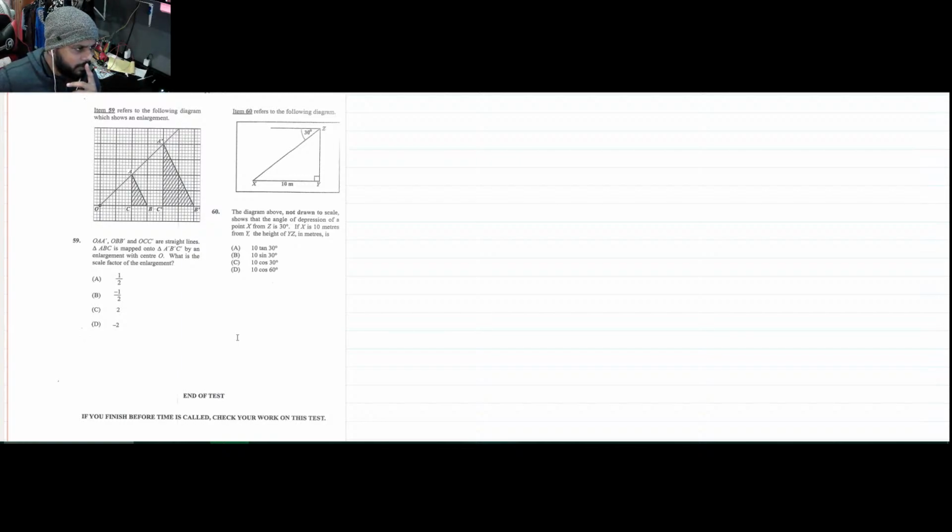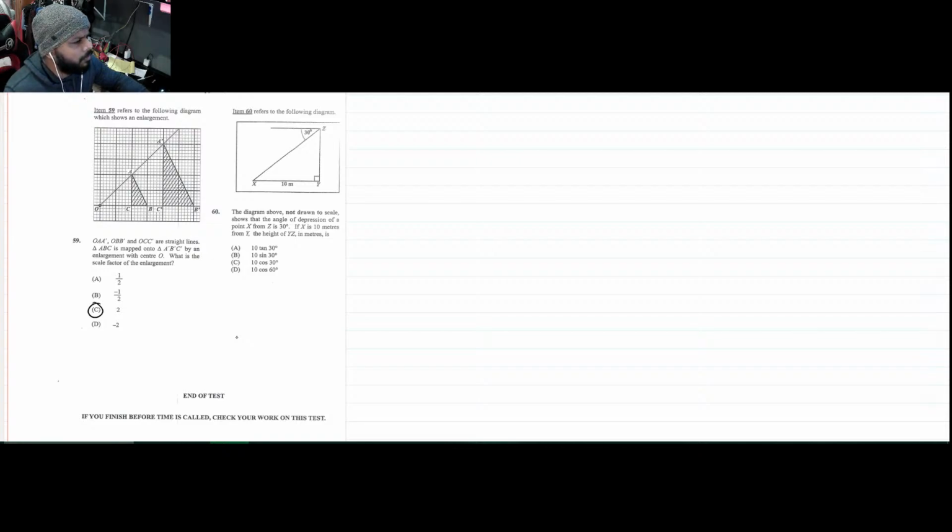What is the scale factor for the enlargement? Both object and image are on the same side, and the image is bigger than the object, which means my scale factor is supposed to be greater than 1, and it needs to be positive. So the answer is C.